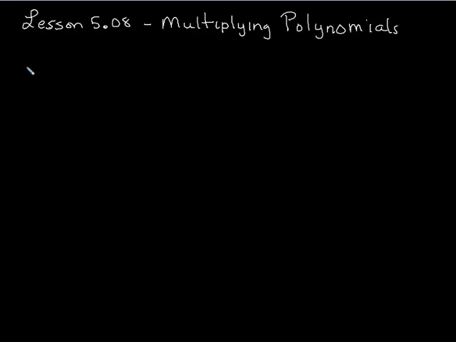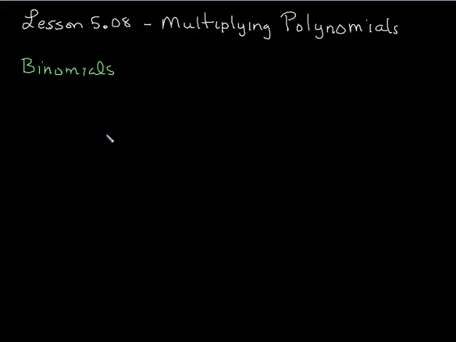Lesson 5-8, multiplying polynomials. Now we multiplied a monomial times a polynomial in the last lesson. In this lesson we'll be multiplying two polynomials. There are two methods for multiplying polynomials. So first we're going to start with binomials, and then we'll work up from there.